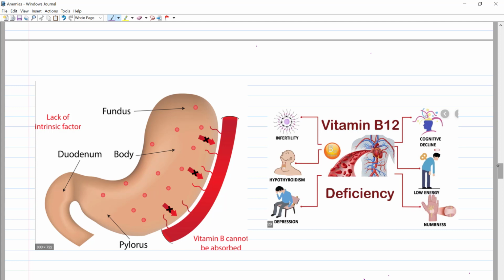Now, when you look at this image on your left side, if there's a lack of intrinsic factor, your patient cannot absorb vitamin B12. And the most common cause of cobalamin deficiency is pernicious anemia. It's the most common cause.